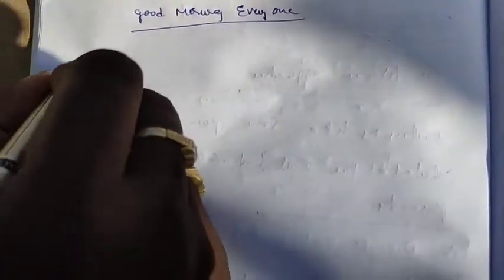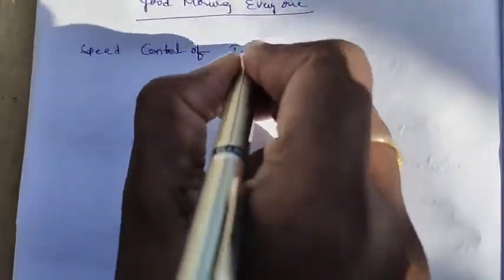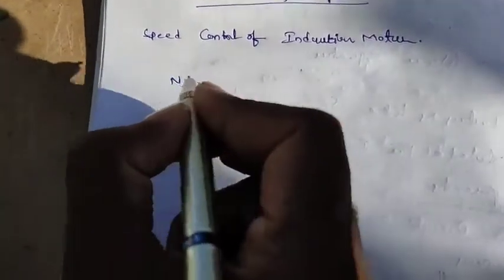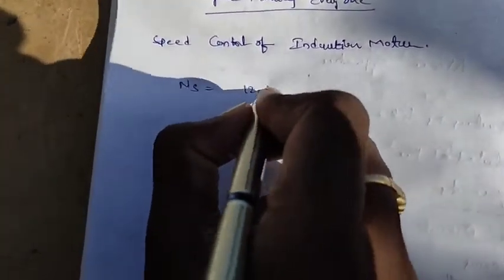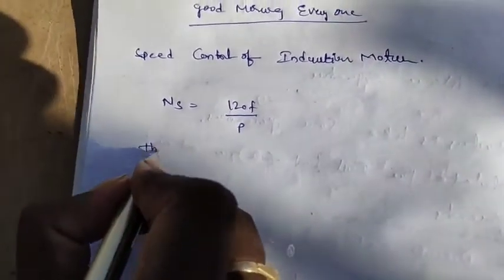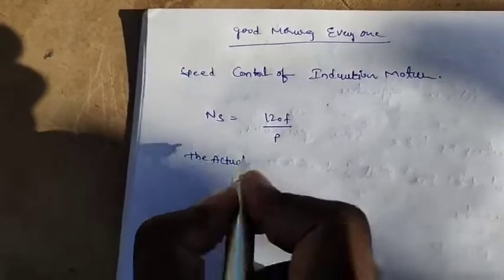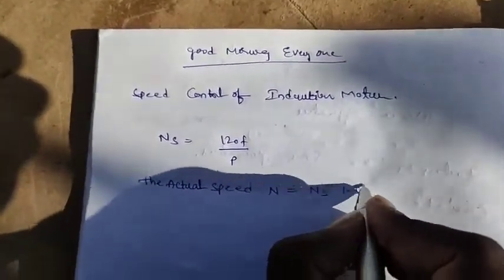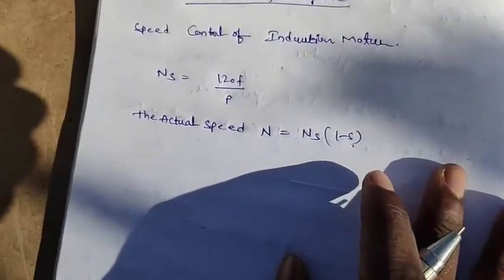So today we discuss speed control of induction motor. Last class we discussed starting methods of induction motor. The synchronous speed of the induction motor Ns equals 120 f by P. What is the actual speed of the motor? The actual speed N equals Ns into (1 minus s).